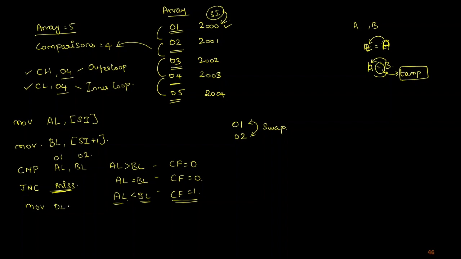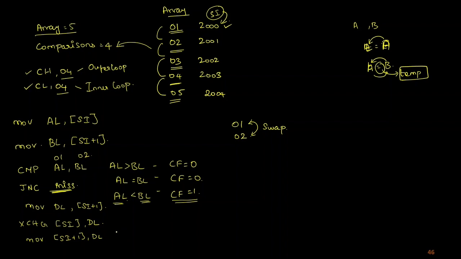So I will take my DL register. In the DL register, I will save my SI plus 1. After that, I am ready for exchanging. So the same command, XCHG, which is going to take place. And after that, it should be SI, DL. The DL value is moved to this SI value. And after that, I can move the value of SI plus 1 to DL.